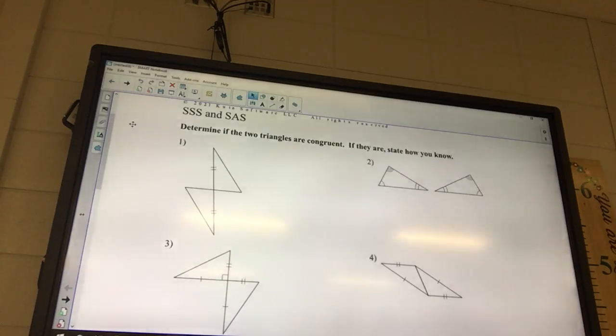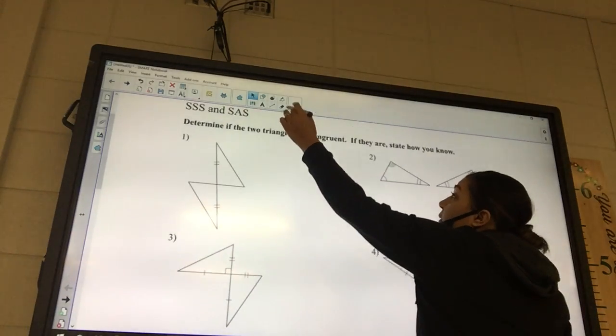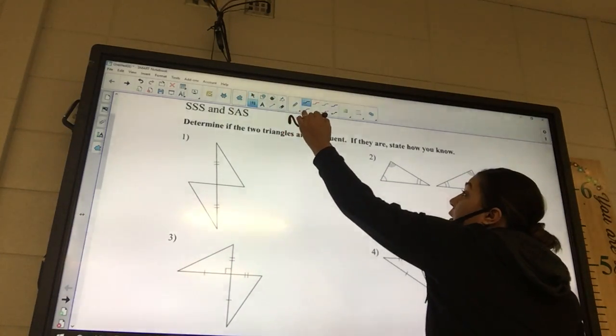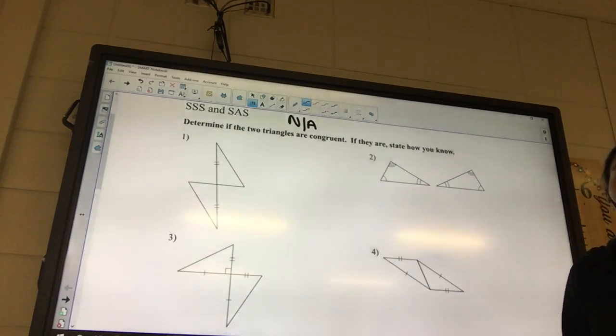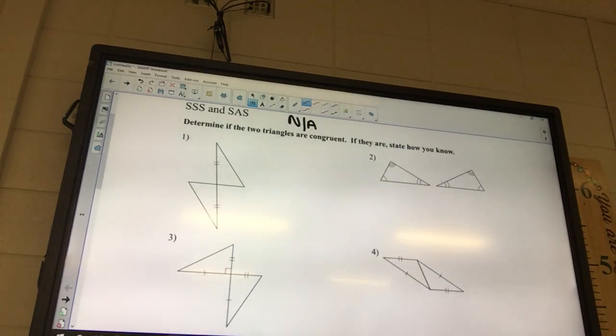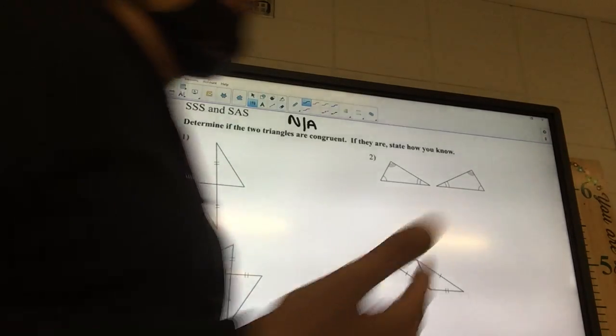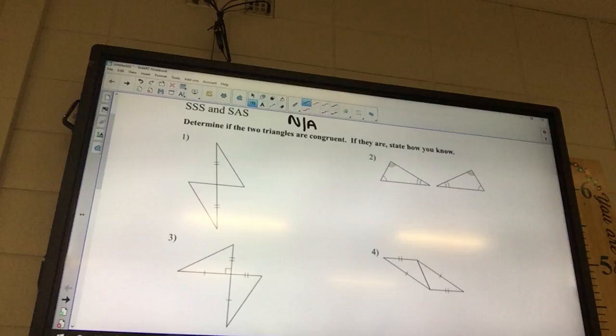Yeah, I did. Okay, so we got side, side, side, side, angle, side, or before we said NA. What did that stand for? Not applicable. Yeah, there's not enough information. It means not applicable. What that's saying is there's just not enough information for us to conclude fairly that it's either side, side, side, or side, angle, side.